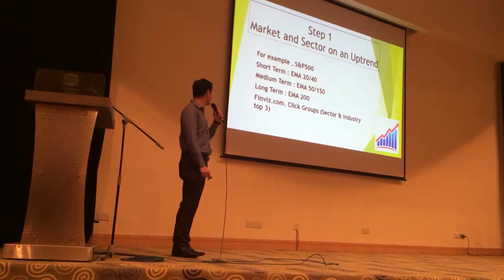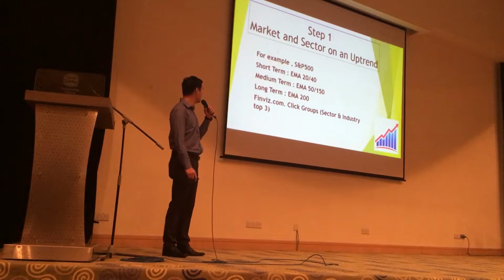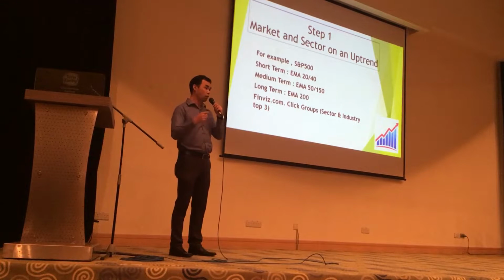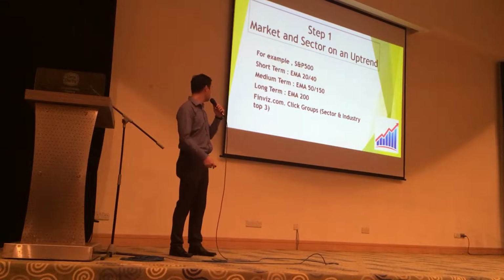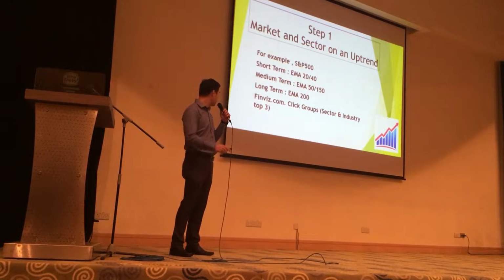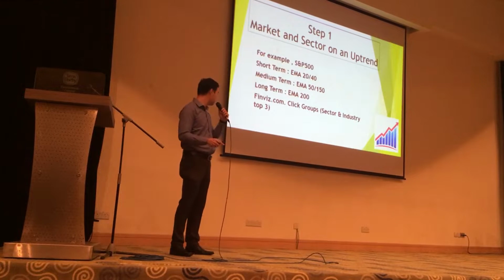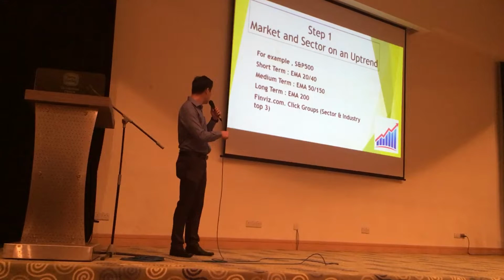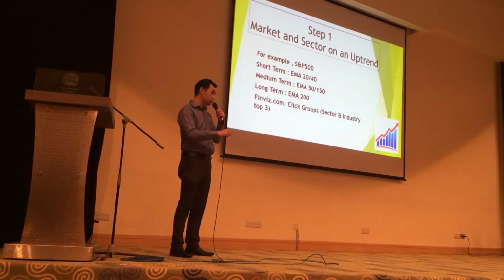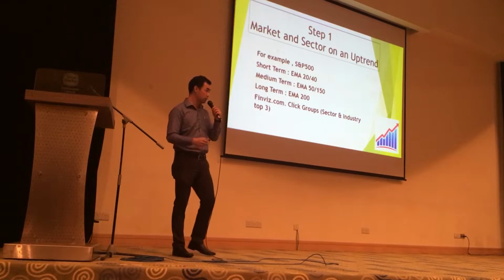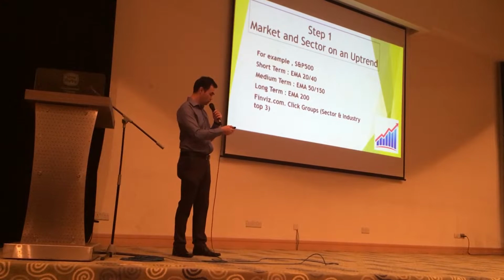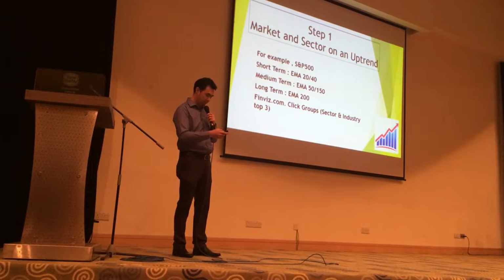For the first step, market and sector on uptrends. As usual, you look at the whole market sector and how it performed, based on the 20, 40, 50, 150, and 200 averages, and also on the market performance, which you can get from finviz.com under the groups tab. This is very useful for the older members because during my time, I did not go through this slide.